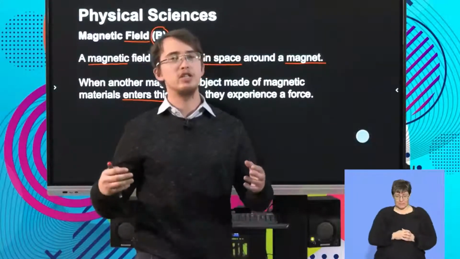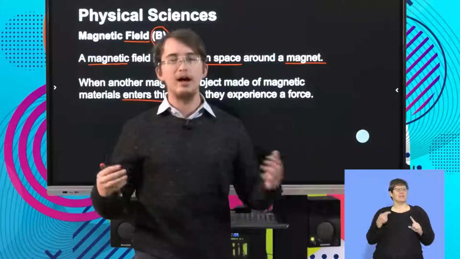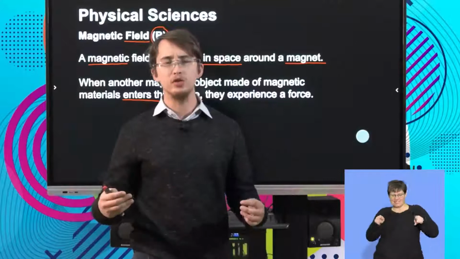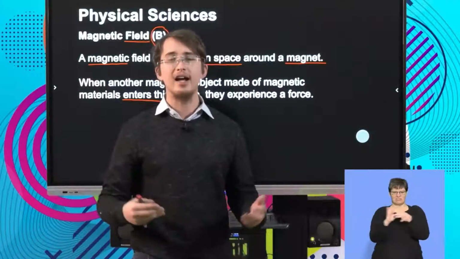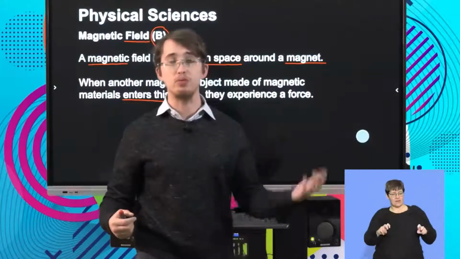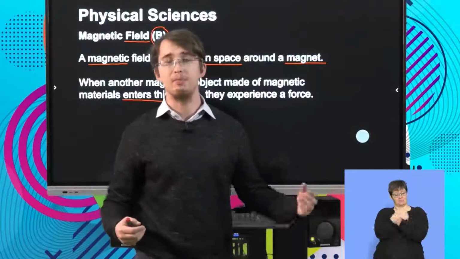But the question is, how do electric fields and magnetic fields relate to one another, and how do they work together to allow electromagnetic radiation to propagate from one place to another? Well, let's have a look.